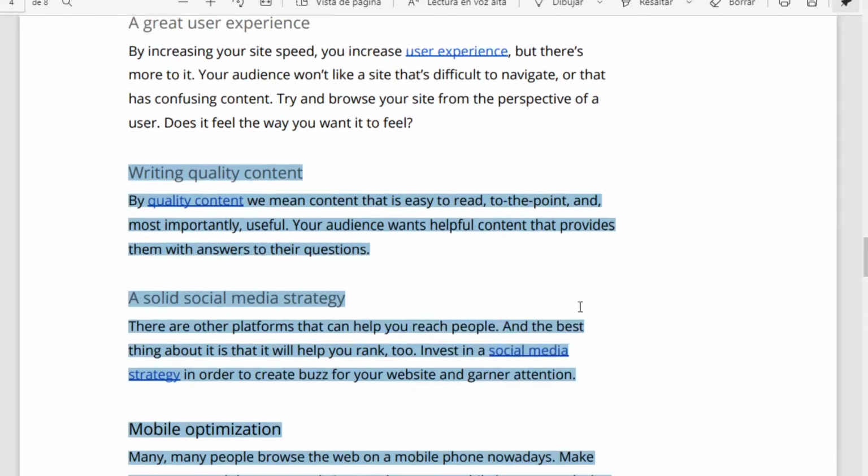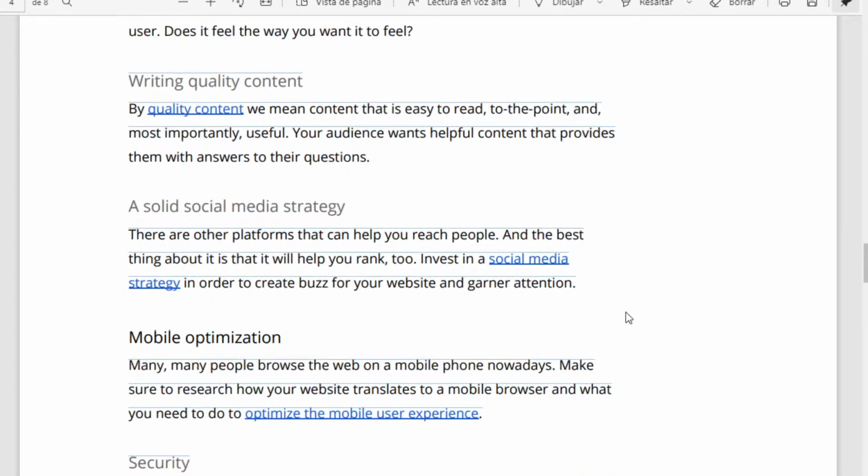Writing quality content. By quality content we mean content that is easy to read, to the point, and, most importantly, useful. Your audience wants helpful content that provides them with answers to their questions.